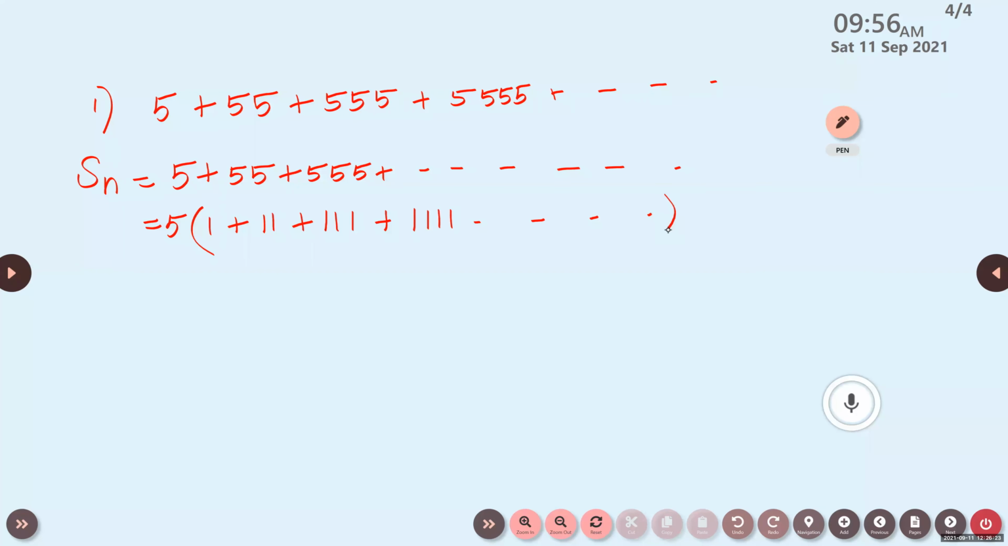The next step, we multiply and divide by 9. Whatever may be the number, if instead of 5 it is 7, the method is same. Take the 7 outside. Next step, multiply and divide by 9. So dividing by 9, you keep it outside. So with 9, you multiply inside. 9 plus 99 plus 999 plus 9999 plus etc. Is it okay? Up to this, is it clear?